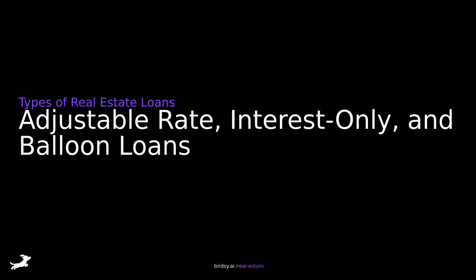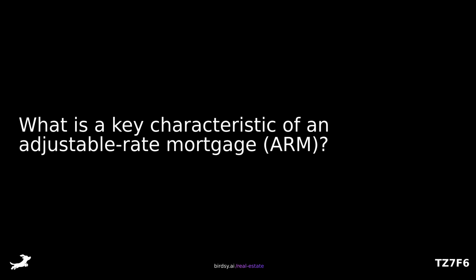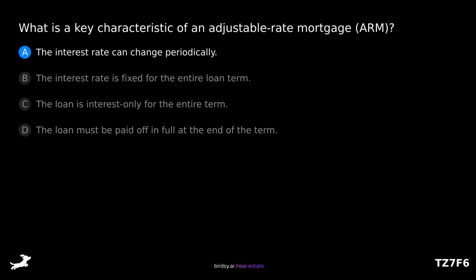Adjustable rate, interest only, and balloon loans. What is a key characteristic of an adjustable rate mortgage? Is it A, the interest rate can change periodically, B, the interest rate is fixed for the entire loan term, C, the loan is interest only for the entire term, or D, the loan must be paid off in full at the end of the term?